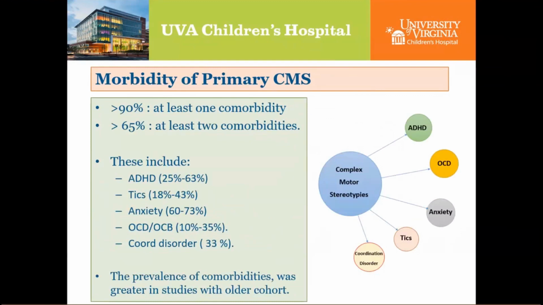These are the lists of the most common comorbidities associated with complex motor stereotypies. These may look familiar because they're similar to the ones seen with tic disorders. So ADHD and OCD are commonly seen in patients with motor stereotypies, as well as in patients with tics. Tics and stereotypies could coexist, and really there's a high prevalence of coordination disorder and executive dysfunction. And you can see that the percentages reported are variable, and really the higher numbers tend to be reported more in cohorts that had older patients.